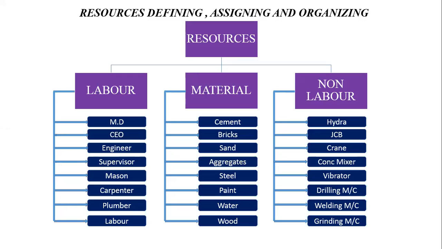See, in the labor category we have, for example, MD, CEO, engineer, supervisor, management, carpenter, plumber, labor. I have mentioned labor twice, I think. Okay. Coming to the material part, we have cement, bricks, sand, aggregate, steel, paint, water, and wood, and many more extra things. For the demonstration part, I have mentioned these small things.